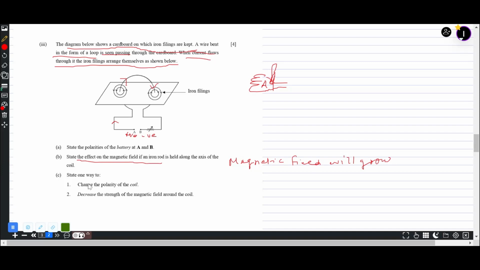Third question: state one way to change the polarity of the coil. I can change the direction of the current. Right? So what I'll do is connect B to this side and A to this side. So, change the current direction.